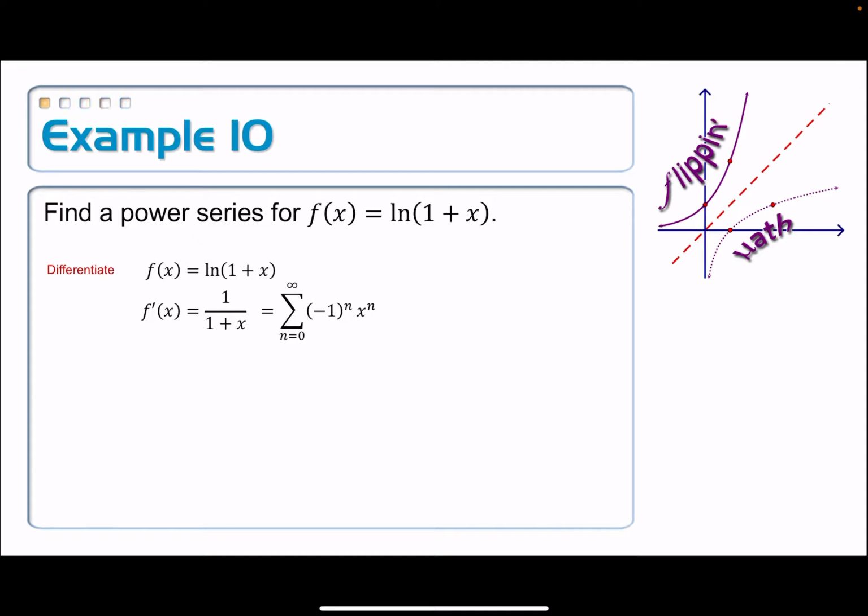So let me ask you a question. How would I go backwards in order to find f of x? Remember, we just took the derivative in order to get this power series, so I need to take the antiderivative in order to go back to the natural log function, the original f of x. That's what we're going to do. Now, of course, we introduce a constant of integration when we do that, but since we know what the natural log of 1 plus x is, we would have an initial condition that we could plug in and solve for that plus c.